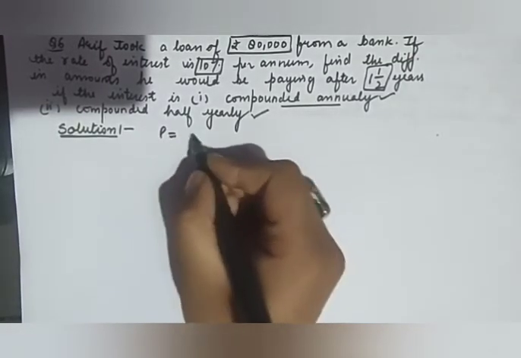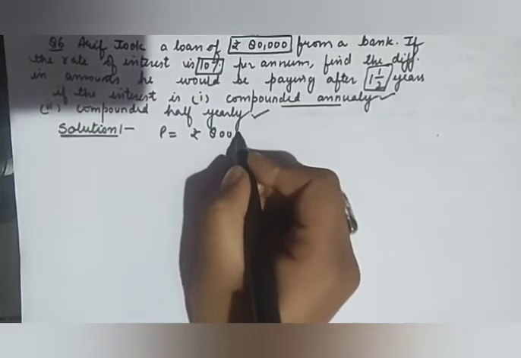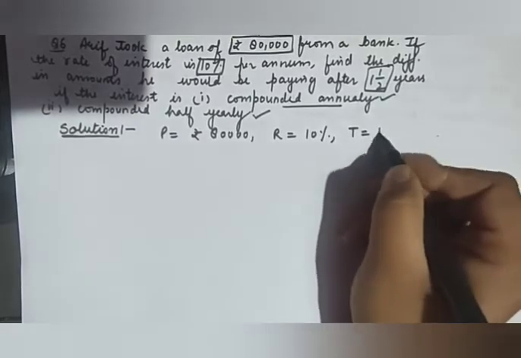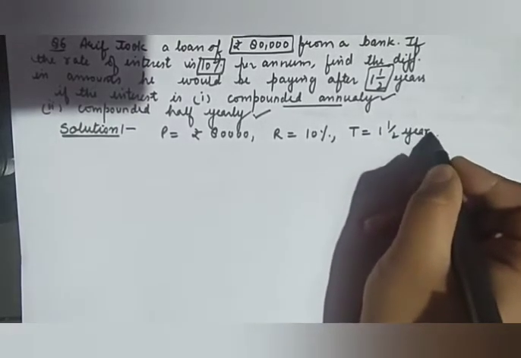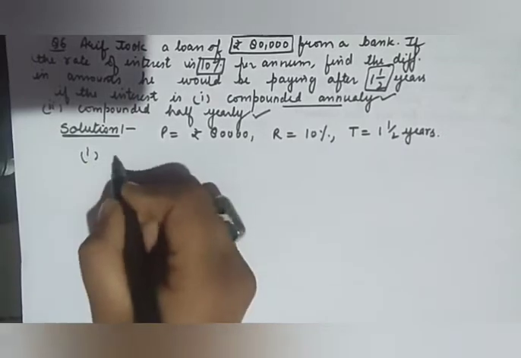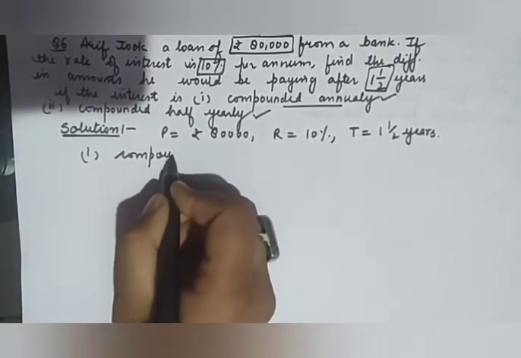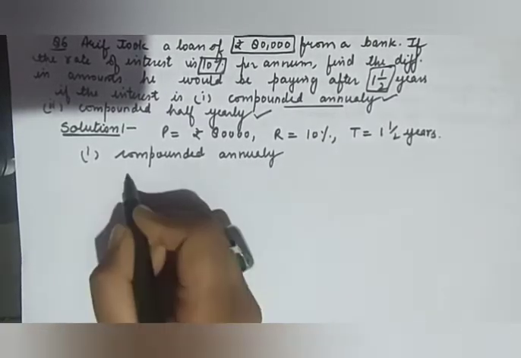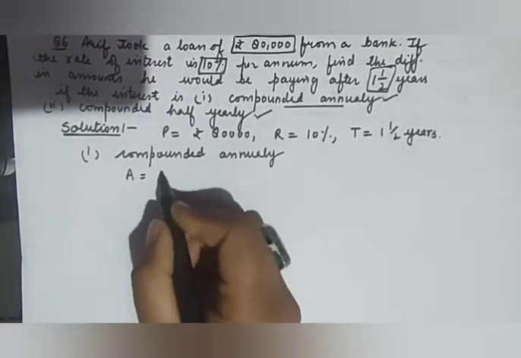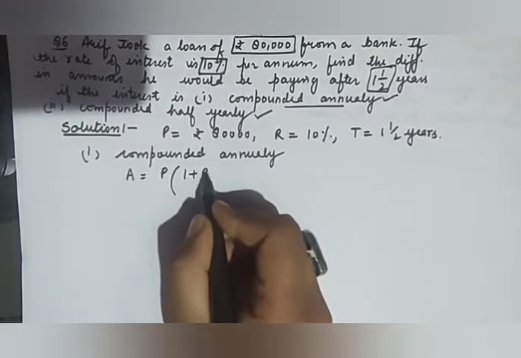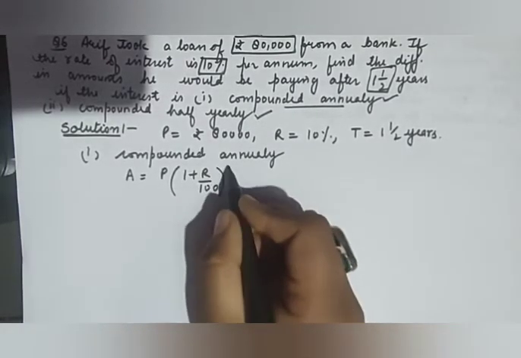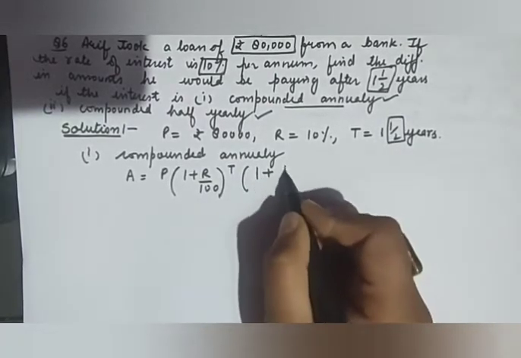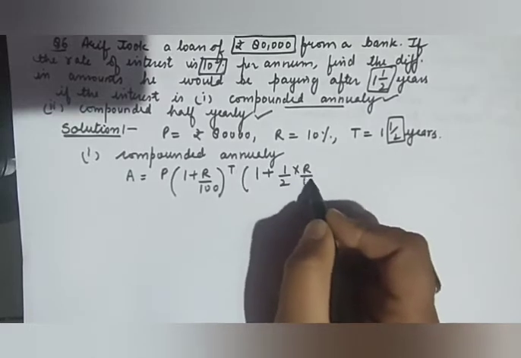So let's write down the principal first. So it is 80,000 here. So rate is already given to you, that is 10%, and time is already given to you, that is 1 1/2 years. Okay, so first part, I am calculating my compound interest annually. Compounded annually, if you have to find out your amount, you will simply apply the formula, that is P (1 + R/100)^T, and since time is already in fraction, it is like this: 1 plus 1/2 into R/100 here.